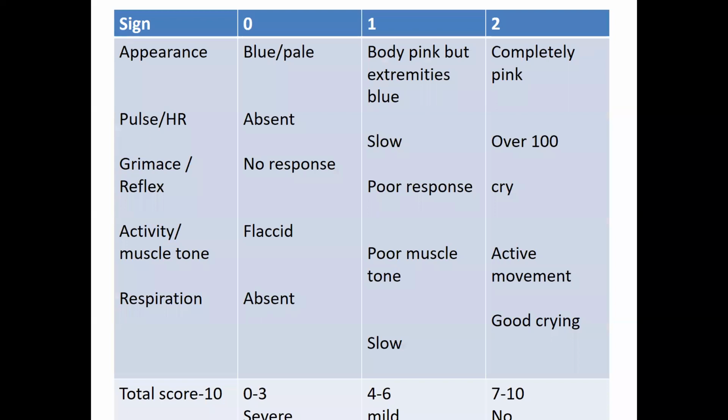And then, yeah, these are the Apgar score, I guess. 0, 1, 2. So appearance, pulse, grimace, activity, respiration. Yes, these are the 5. Okay. So the total score is 10, and 7 to 10 is no problem for the baby. 4 to 6 means there is a mild problem, and then 0 to 3 is a severe problem.